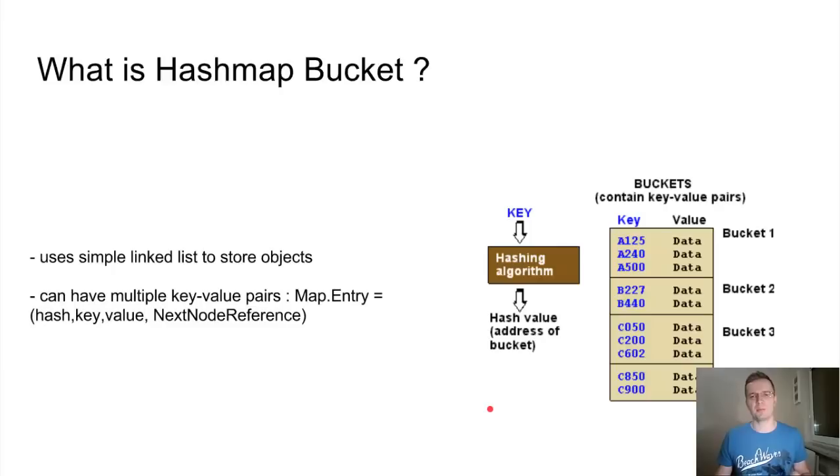What is a HashMap bucket? A HashMap bucket uses a simple linked list to store the objects. We can have multiple key value pairs, like the map entry objects, each of them containing the hash, the key, the value, and a next node reference. So each of these is a map entry, and here is a list of the buckets and one bucket itself.